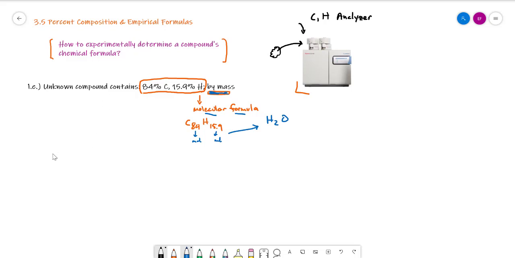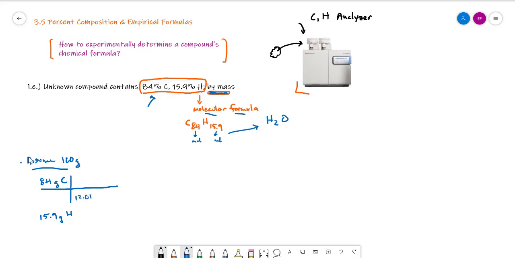Okay, to do that, the simplest way is to just assume, even if this isn't true, that your sample is 100 grams. Doesn't matter. You can assume any mass, in fact, and this will still work. 100 just makes the numbers easier since we're working in percentages here. So let's start by assuming 100 grams. If we do that, then our sample is 84 grams of carbon, and it also means that our sample is 15.9 grams hydrogen. That makes it really simple because then we can just do some dimensional analysis with the atomic weights of these things and figure out how many moles that equates to.